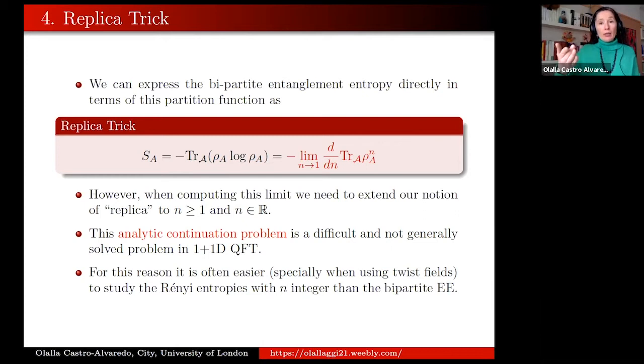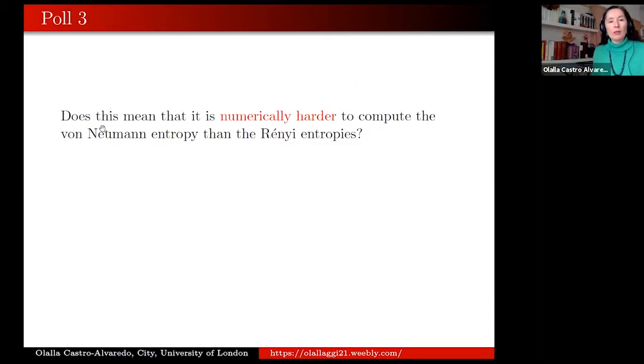Now, relating to the question that I was asked, I have another question for you. I would like to know what you think about this. Does this mean that it is numerically harder to compute the von Neumann entropy than the Renyi entropies? What do you think about that? If you think it is no harder, I would like you to write something on the chat. Those that think no, write something now. And those that think yes, don't do anything.